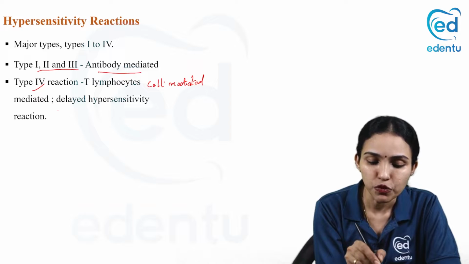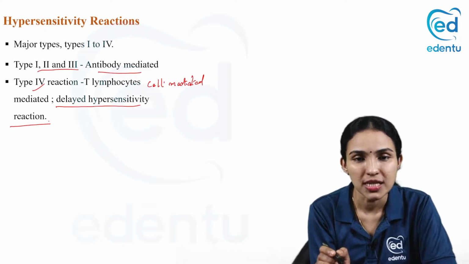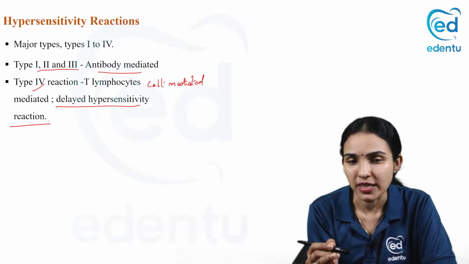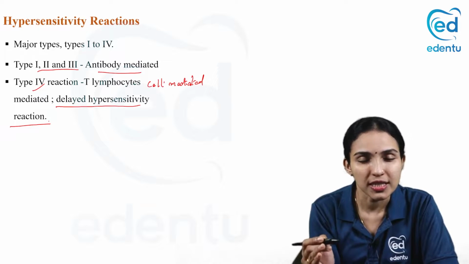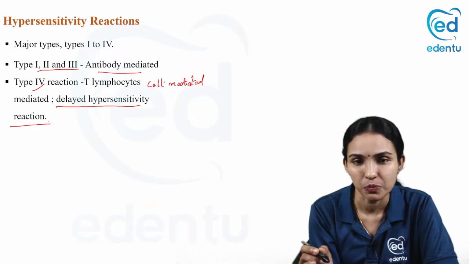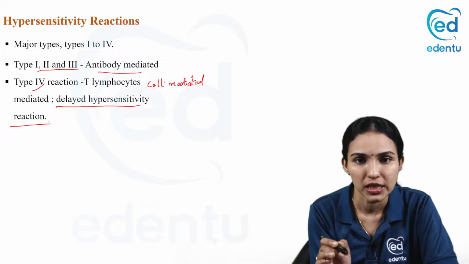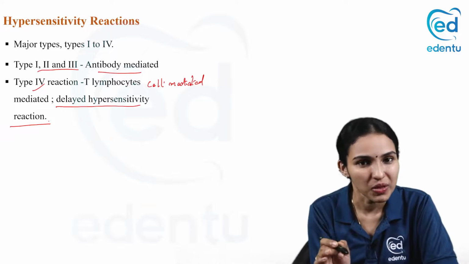You call type 4 hypersensitivity a delayed hypersensitivity reaction. Why? Because after the second exposure to an antigen, this reaction takes place at least after 48 to 72 hours. The others take place within hours. So this is a delayed hypersensitivity reaction, and please don't forget that term. Delayed hypersensitivity is type 4, and that is the only hypersensitivity which is cell mediated.